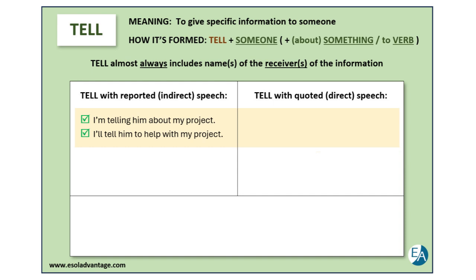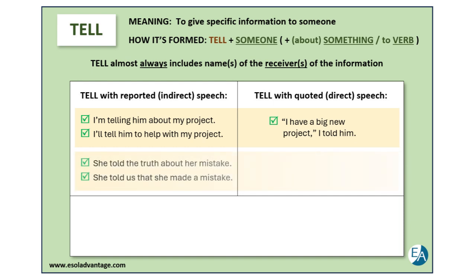But we can use tell with direct quoted speech. For example, "I have a big new project," I told him. Those were my specific words. And notice in all three sentences, I tell someone. I told him. Here's another example. She told the truth about her mistake. Or she told us that she made a mistake.